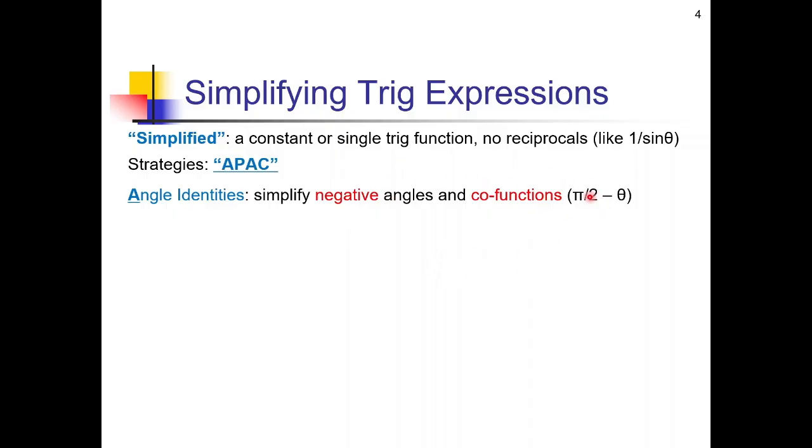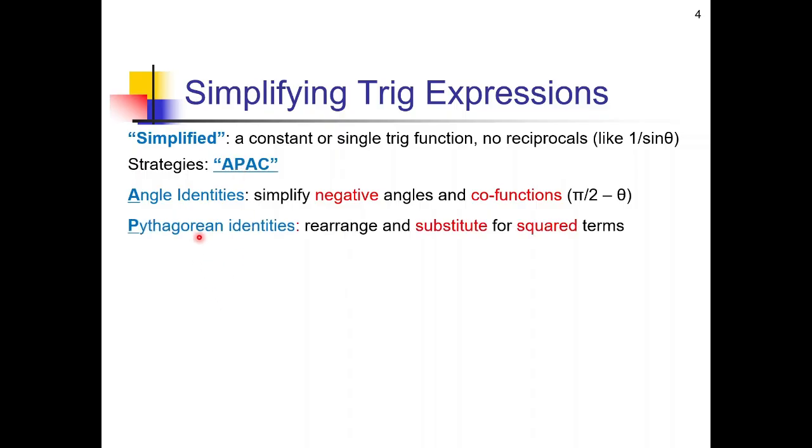This is always going to be the first thing we like to take care of if we see one of these situations. Now, we haven't really gone over any identities for actually doing this, so we're not going to see any of these until later in the lesson. But when we do, these will come first. The P in APAC stands for Pythagorean identities. So if you see squared trig functions, you're going to want to rearrange and try to substitute for those sorts of expressions using those three identities that we saw on the last slide.